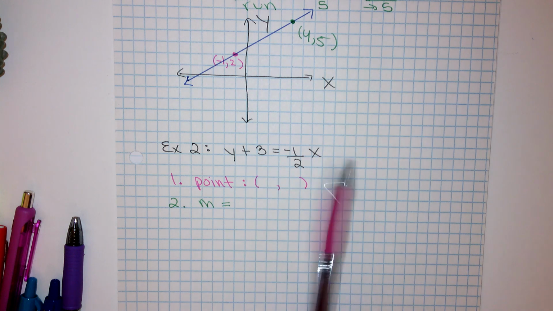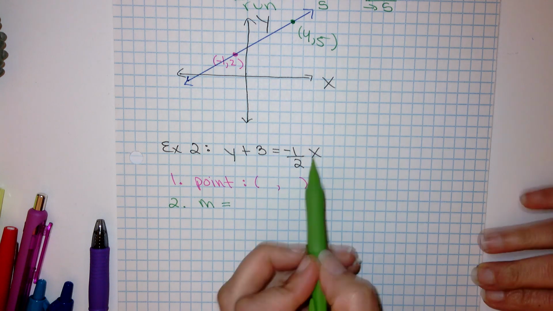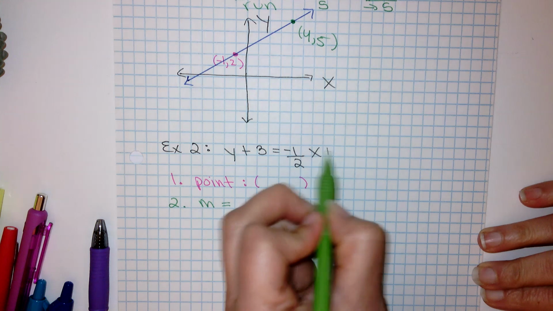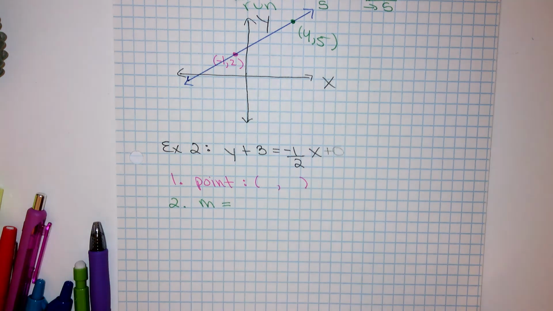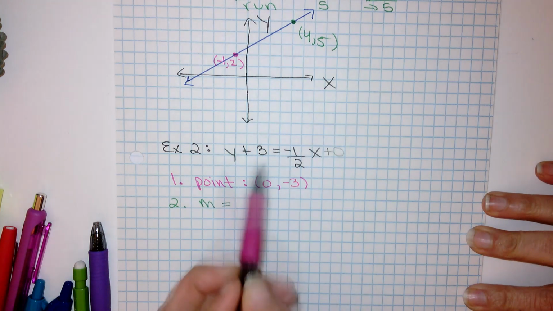But I don't see anything added or subtracted to x. Well, what did I say in the first video? Go back to the first video. Watch them in order, please. Okay, what did I say? If there's nothing there, how much is it? It's 0. So then this is the point 0, opposite of what I see.